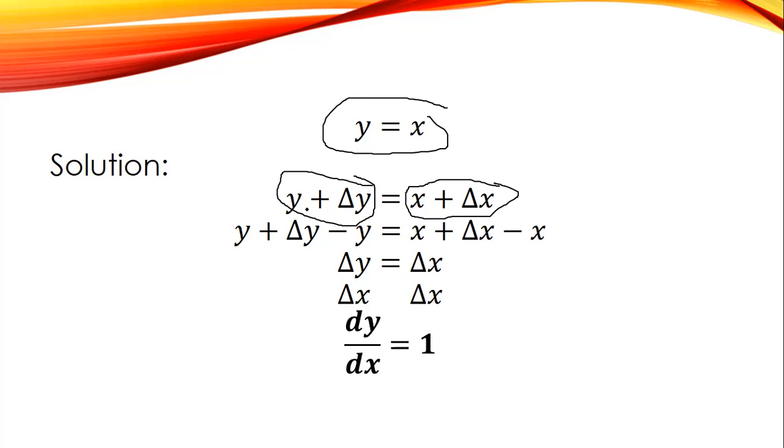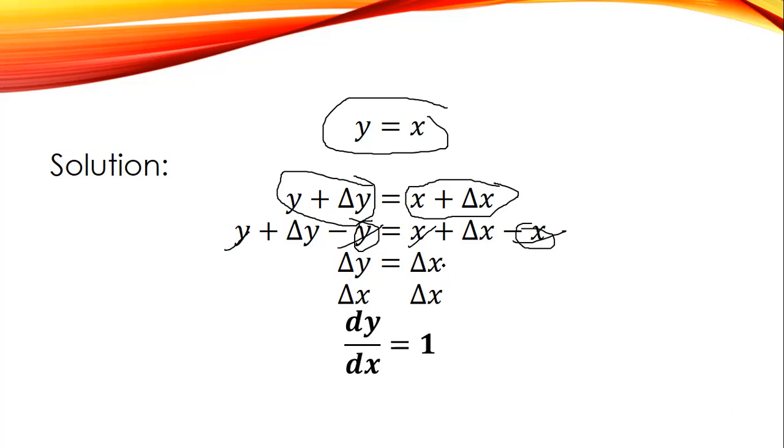isusubtract natin tong bago nating equation ng yung dati nating equation which is y equals x. So magiging y plus delta y minus y equals x plus delta x minus x. Since isusubtract natin, we use the symbol for subtraction. And then i-simplify lang natin. So makakancel itong y and negative y and then x and negative x. So matitira na lang is delta y equals delta x.